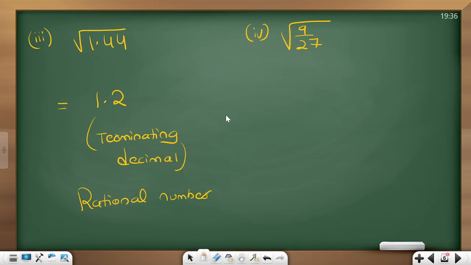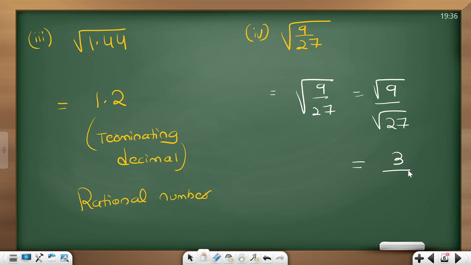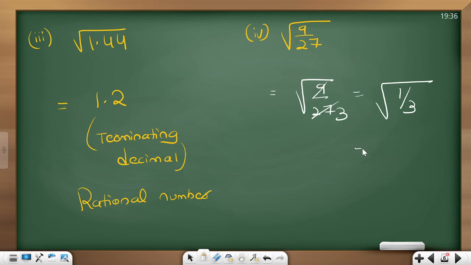Next comes root of 9 by 27. Root of 9 by 27 can be written as root 9 divided by root 27. Root 9 is 3. Root 27, what do we write? See, why do this much? Actually I have another shorter way. 9 divides 27 three times, therefore it is going to be root 1 by 3. Correct? That's root 1 by root 3. Root 1 is 1, so it is 1 by root 3. Since root 3 is irrational, 1 by root 3 is also irrational.